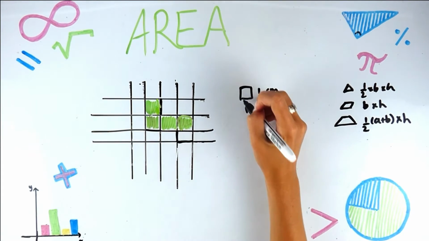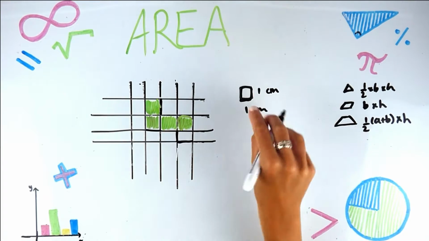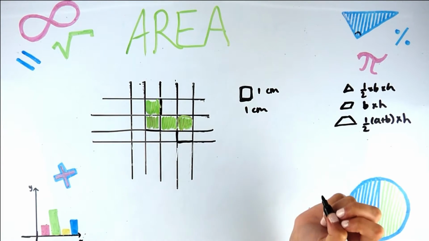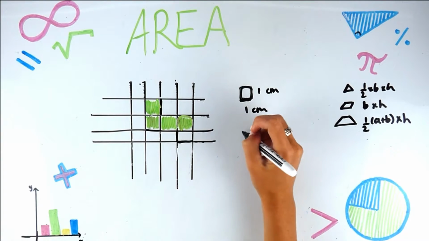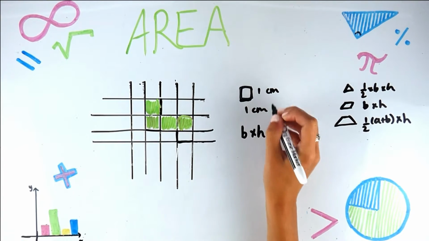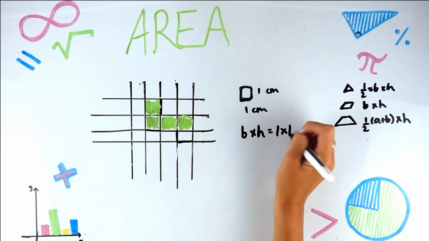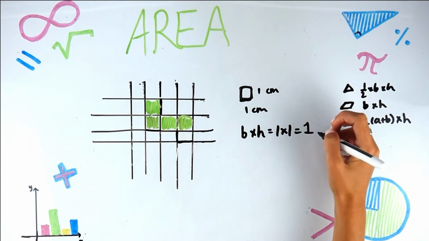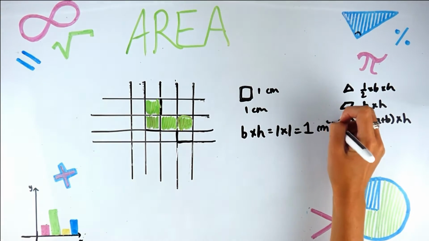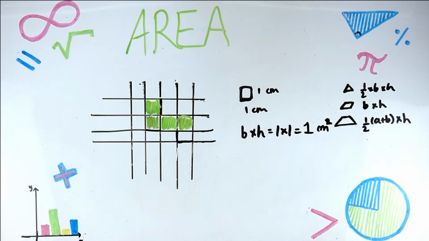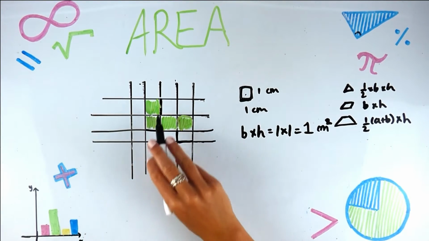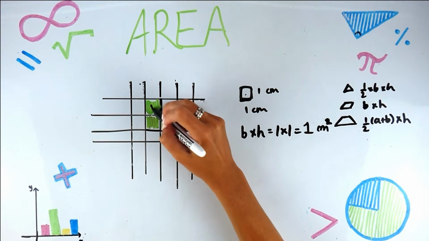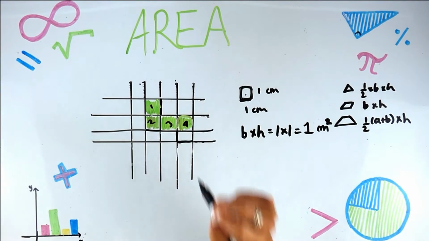So let's work out what's the area of one of these squares. We know that the area of a square is base times height. And in this case, it's 1 multiplied by 1, which equals 1. And the units here are centimetres squared, so we know that's 1 centimetre squared. And how many do we have? We've got 1, 2, 3, 4.